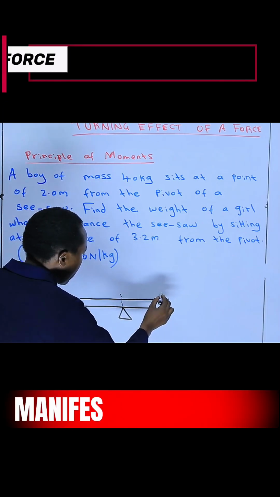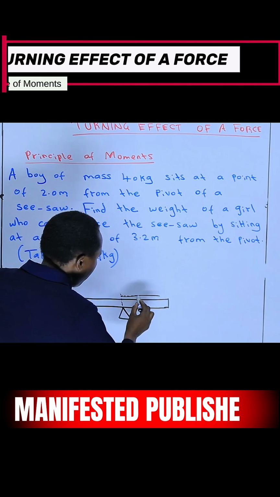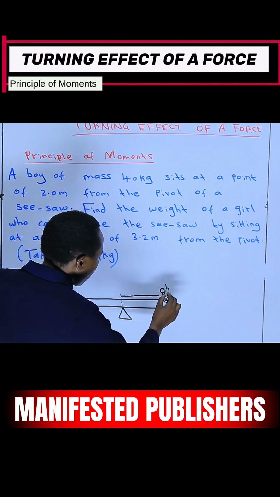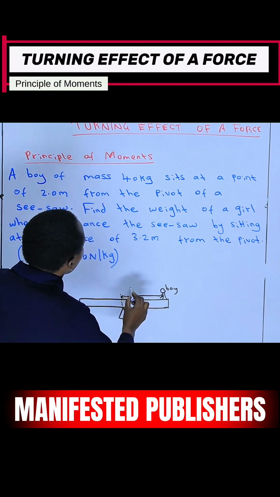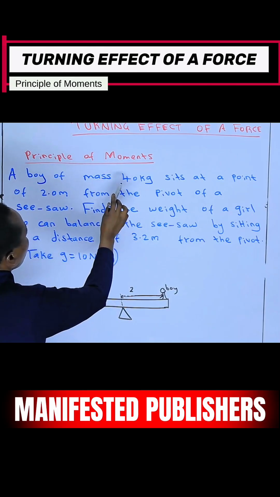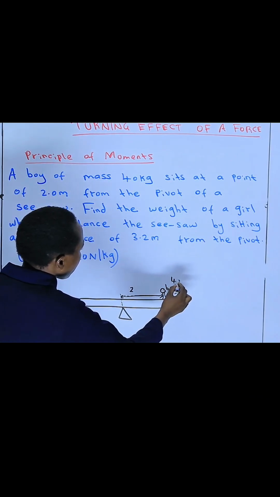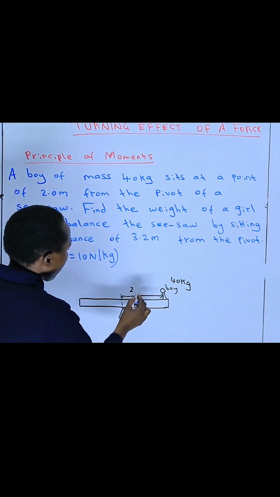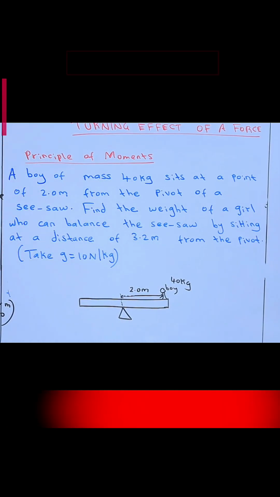The boy sits at a distance, the distance here from the pivot to where the boy is. This is the boy. The distance we are told is 2.0. A mass of 40 kilograms. The boy has a mass of 40 kilograms and he sits 2.0 meters from the pivot. 2.0 meters from the pivot, that's what we have.